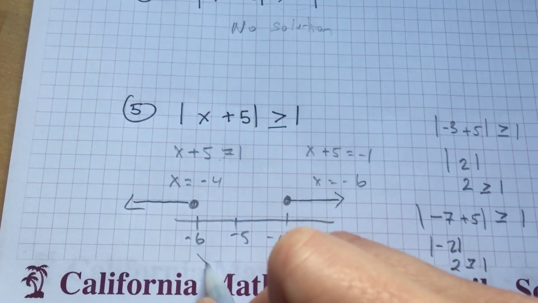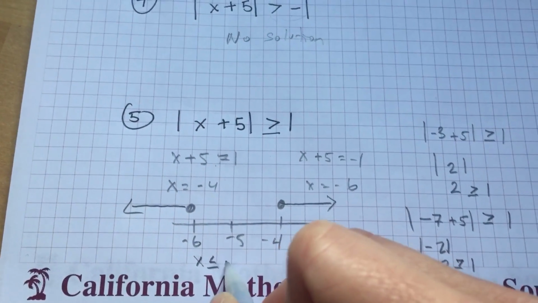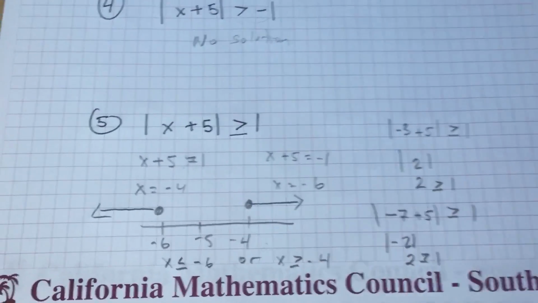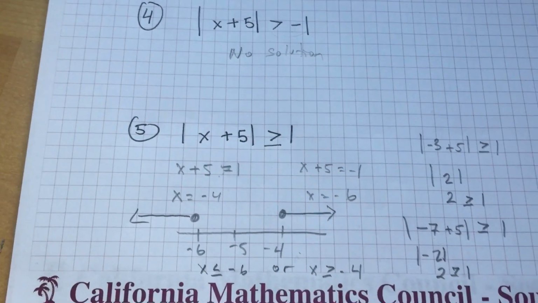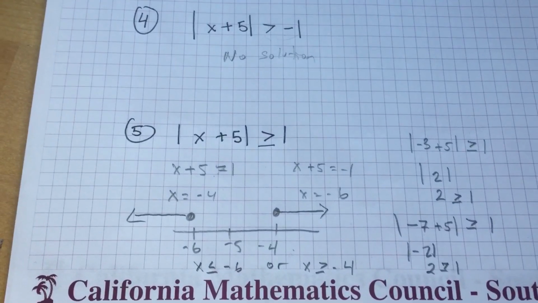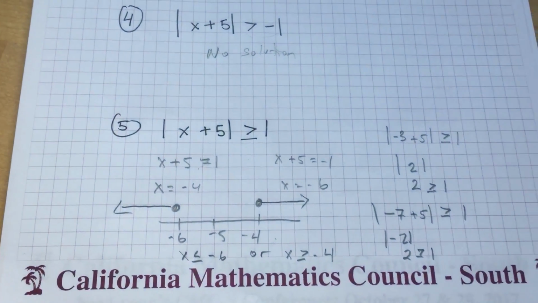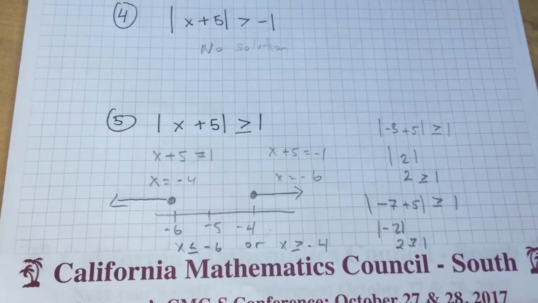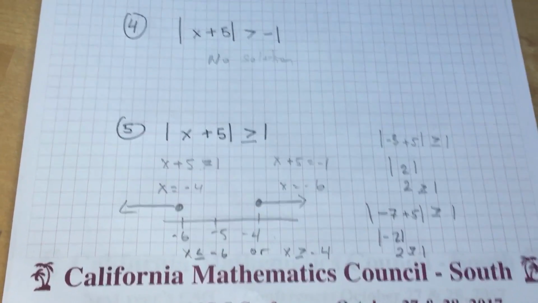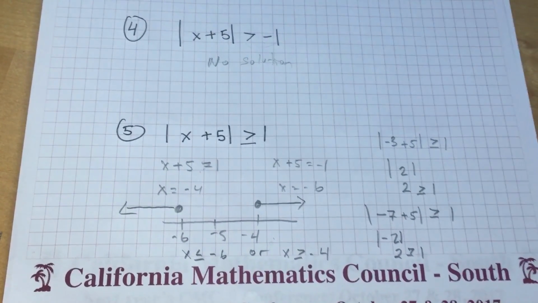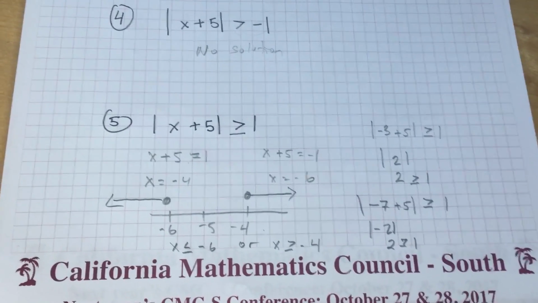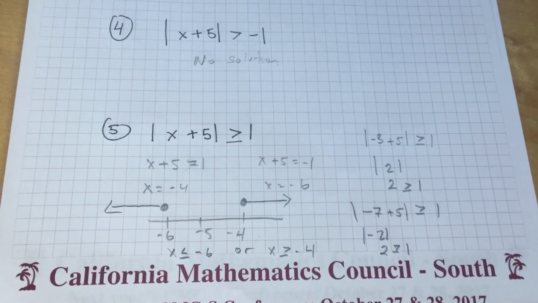So what do we want to write? We want to say x is less than or equal to negative 6, or x is greater than or equal to negative 4. Okay, so if you need any additional help on this, you might want to look back at some of your methods and meanings boxes and double check those things on solving inequalities and solving your absolute values.